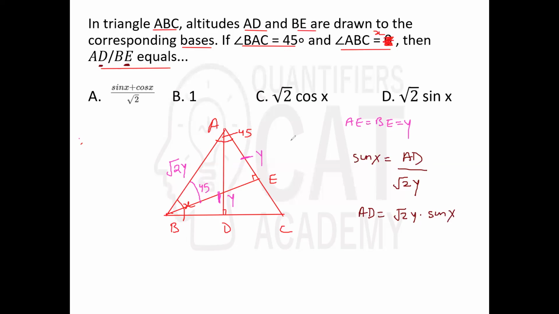And mind you, we are looking for AD by BE. BE we know is y. And AD we know is √2y into sine x. So if I calculate AD upon BE, AD I know is √2y into sine of x, and BE we assumed to be y. You can see y gets cancelled, and finally the required answer is √2 sine x. Option D is the correct answer.